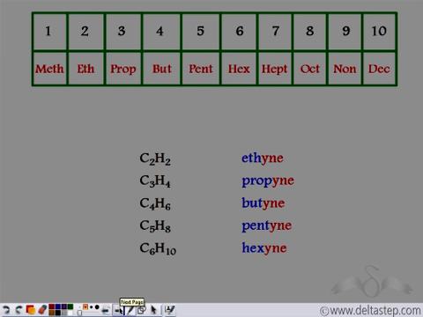Let's name the alkynes now. As we had done for alkanes and alkenes, say we take C4H6, the presence of 4 carbon atoms means it is but. And since it is an alkyne, it gets the suffix -yne. So it becomes butyne. Similarly for all the other alkynes.